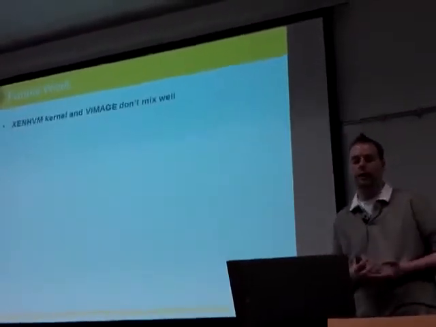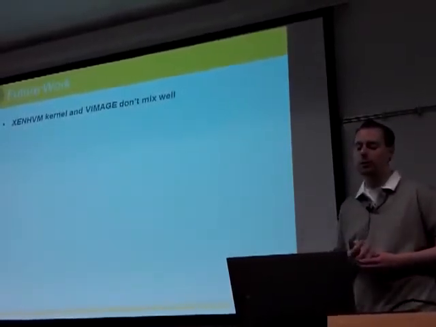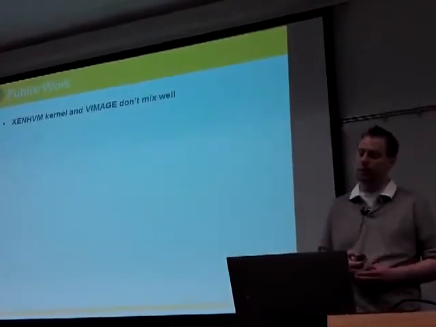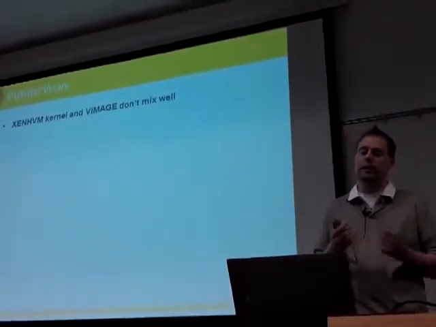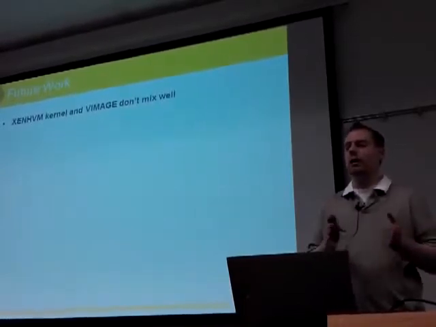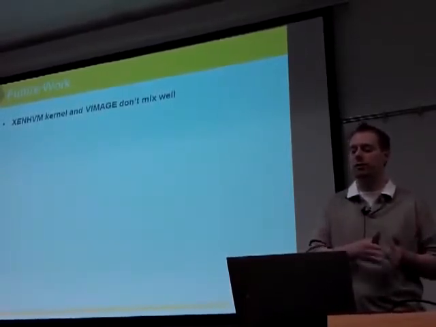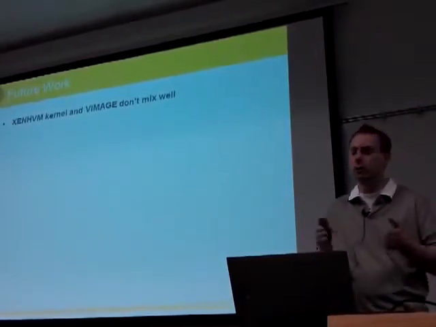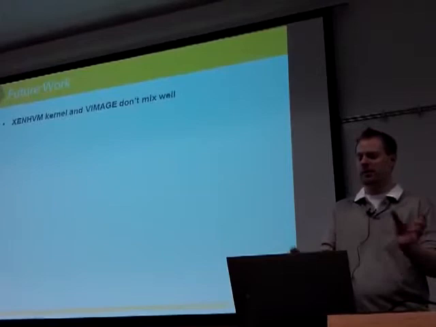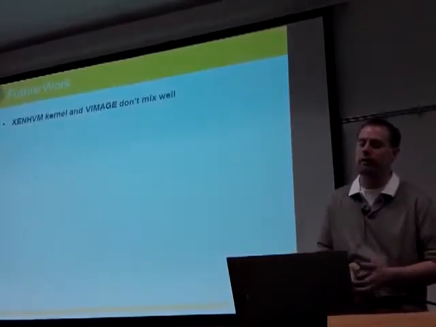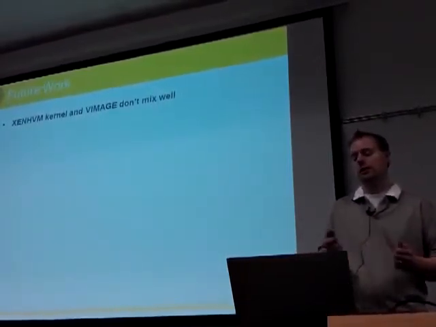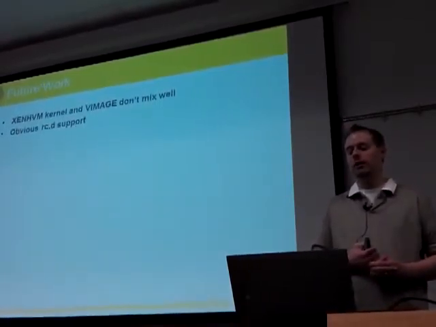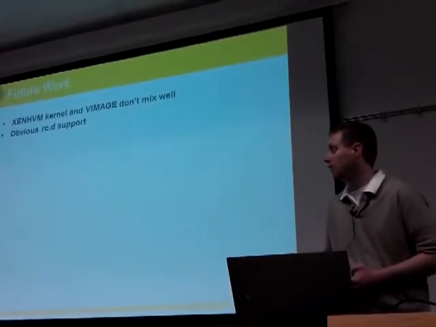So some future work. I need to submit a bug report for that. I'll probably do it in my spare time. The Xen HVM kernel and vimage just don't mix well. I think it's because the Xen HVM kernel is using the Xen para-virtualized networking device, and that networking device is a virtual device. And so I think the different types of virtual networking devices are conflicting with each other and not playing well with each other. Obviously, we need better rc.d support, and that will come soon, hopefully.